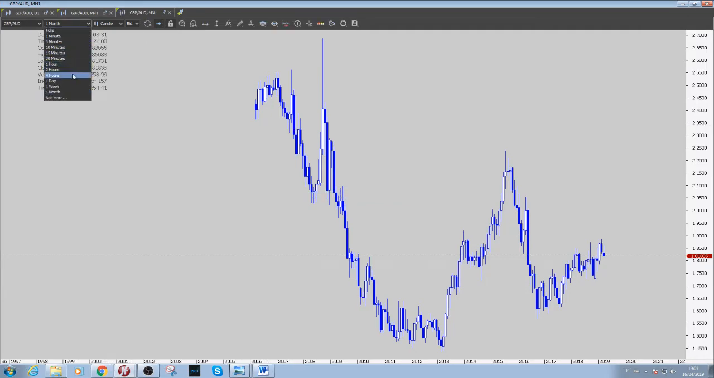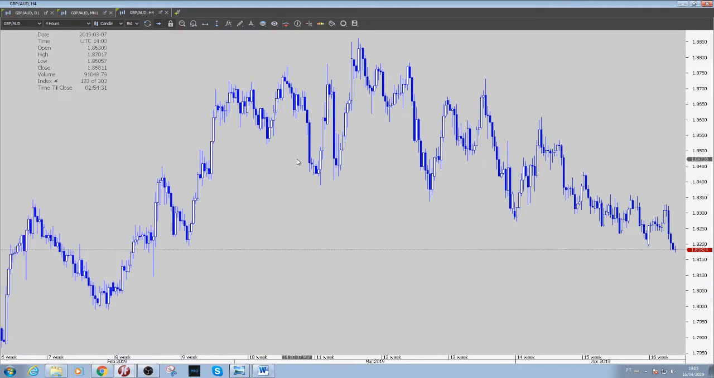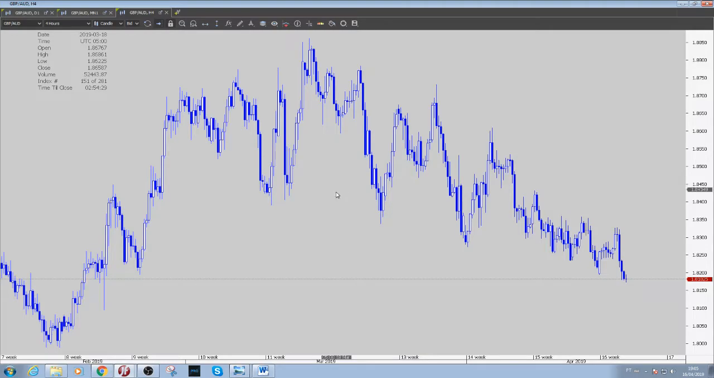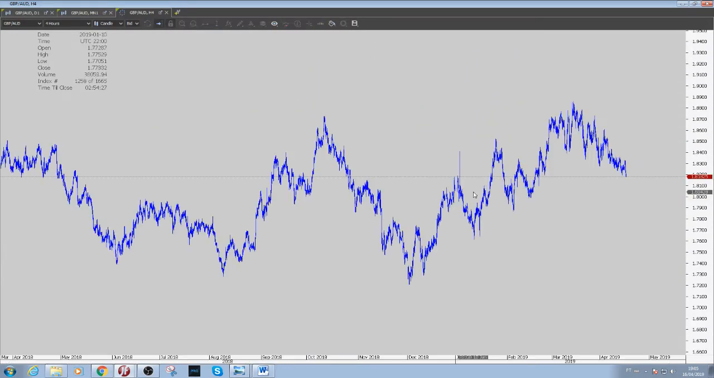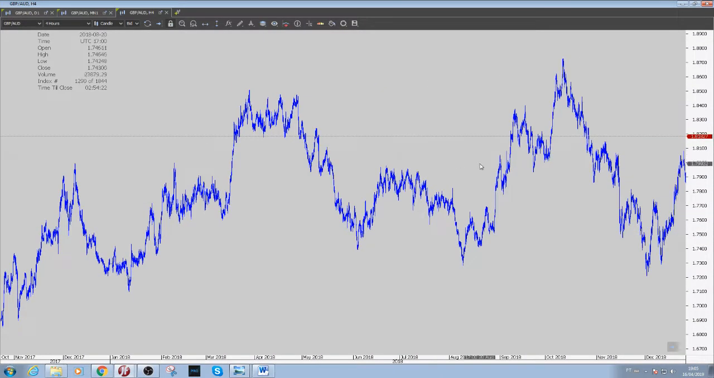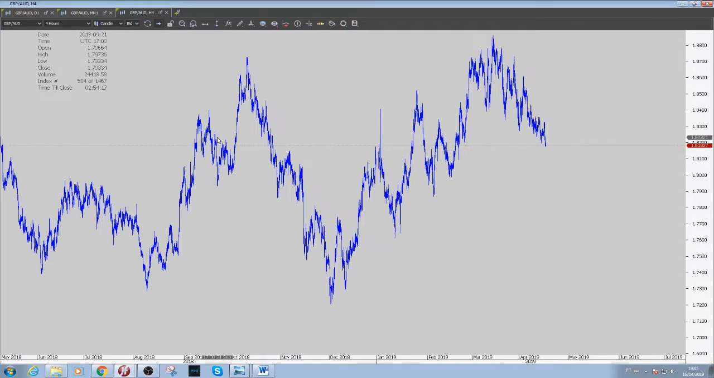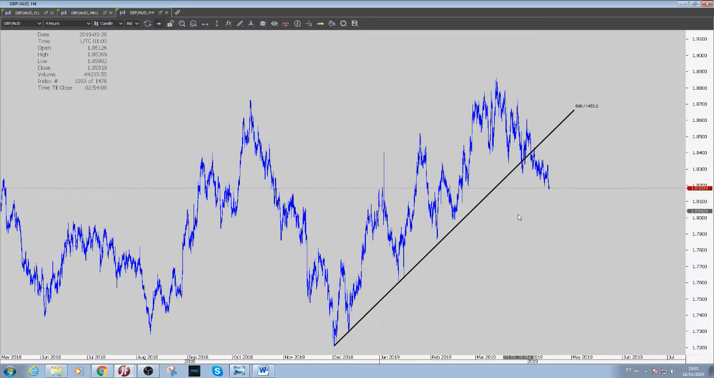GBP AUD 4-hour chart. Okay, so now where do we start? As you can see, this is the 4-hour chart, right? And we were in a downtrend, and then we were in an uptrend, and then we were in a downtrend, and then we were in an uptrend, and the market broke our uptrend line, right?